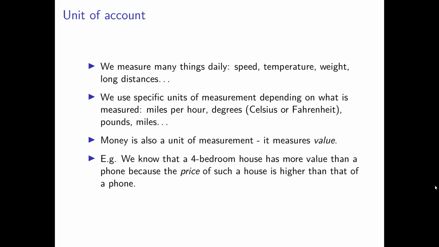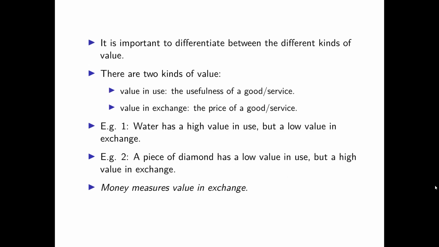Okay. So we know that a 4-bedroom house has more value than a phone. Why? Because the price of that house is higher. So we use the price, we use money as a way to measure the value of the house, and we can compare it to the value of the phone and then determine the fact that the house has more worth, basically. But the question now is, what kind of value does money measure?